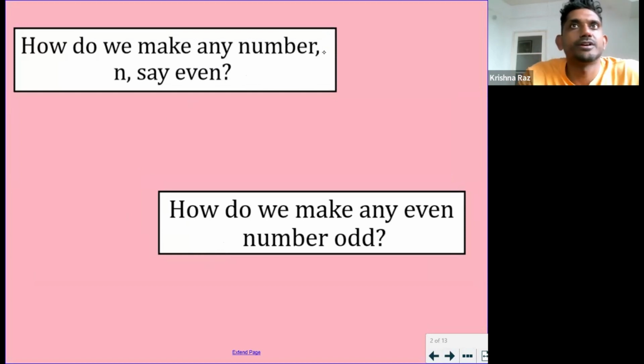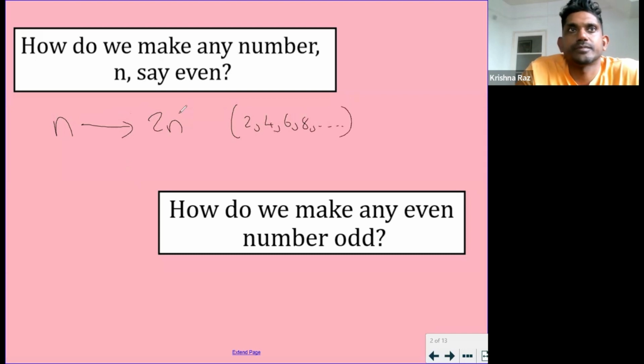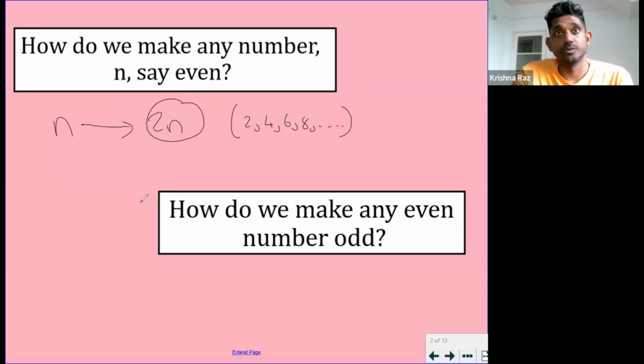Firstly, how do we make any number, let's call that number n, even? If I consider a number n, I do not know if it is odd or even. If we double any number, it will be even. If you think about the 2 times table, all the numbers are even. Hence, that is even. That is the first trick that we'll use.